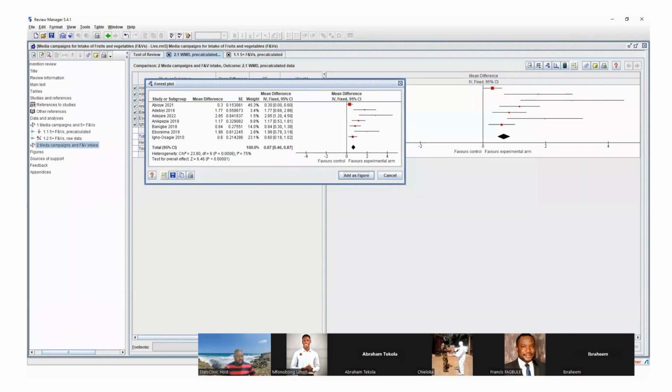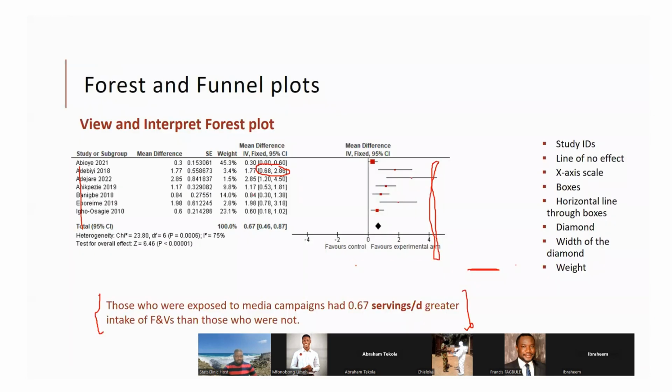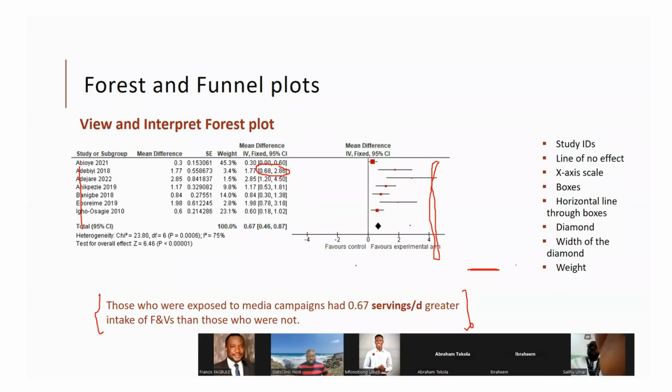If you click here, you can copy and you can delete that. So if you look at the slide again, at least this slide that I have up here, you can see that it's changed: favors experimental arm. All right.